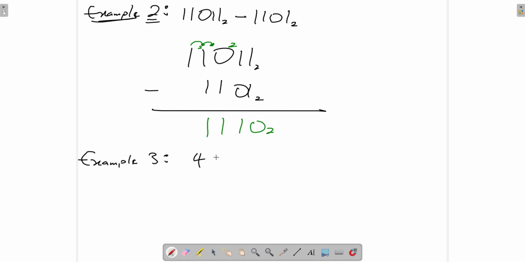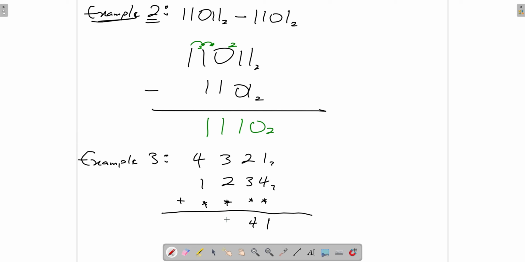Example 3: 4321 in base 7, plus an unknown number, and 1234 also in base 7. So the question says if we are adding all of these and all of these give us this answer, 14321, also in base 7, what is the missing number?